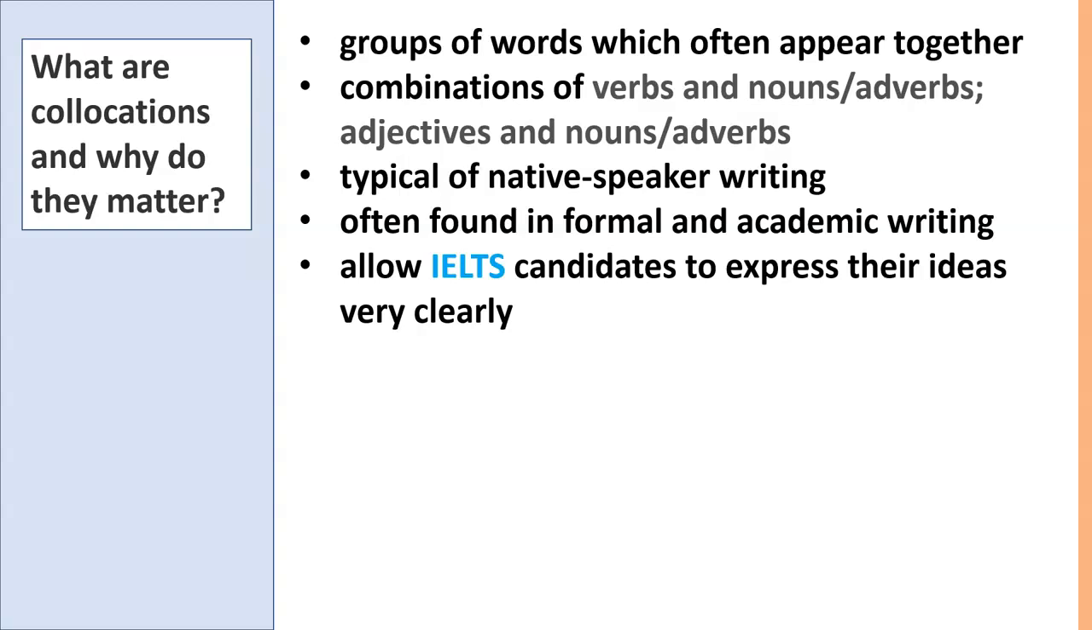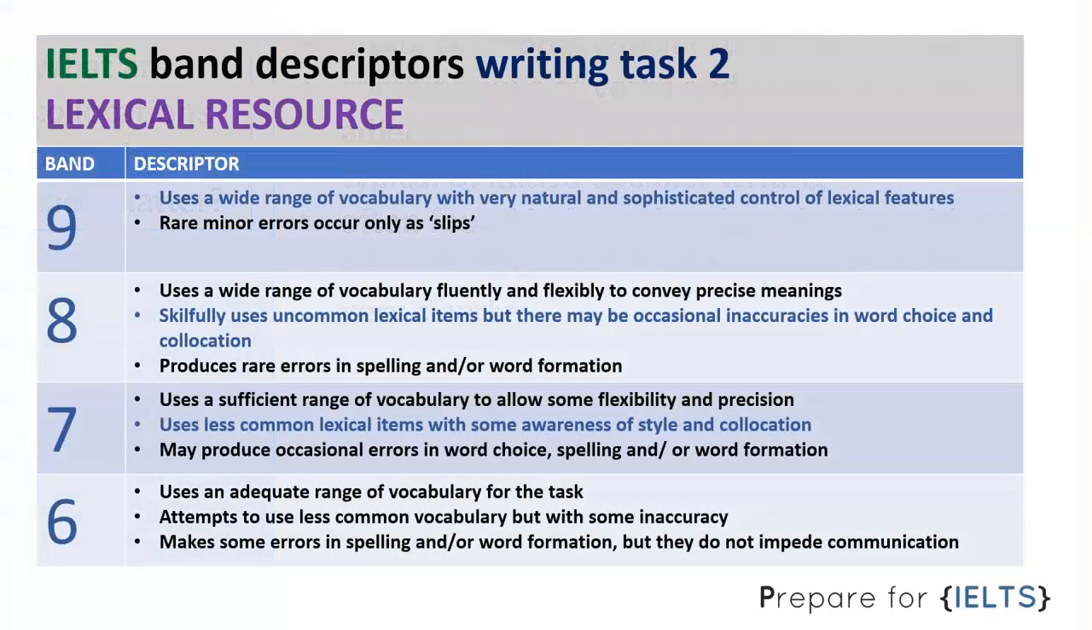So an essay with collocations will generally get a higher score, and you can see this by looking at the band descriptors. So even at band 9, it says uses a wide range of vocabulary with very natural and sophisticated control of lexical features. Natural is a key indicator of collocations. In band 8, again, skillfully uses uncommon lexical items. Well, these could be collocations, but there may be occasional inaccuracies in word choice and collocation.